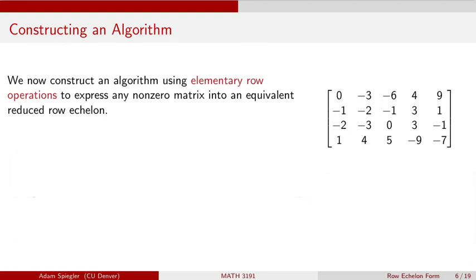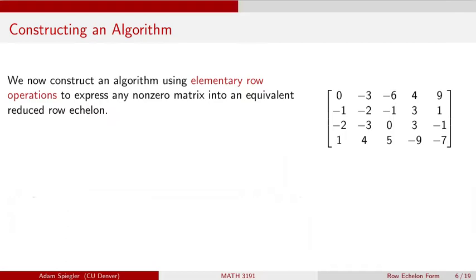All right, welcome everyone. So in the previous video, we talked about having a matrix in a special form, reduced row echelon form, and why putting a matrix into that form would be particularly useful when we're trying to solve a system of linear equations.